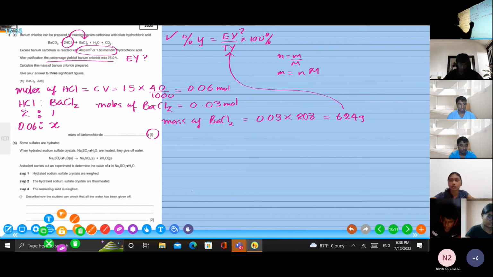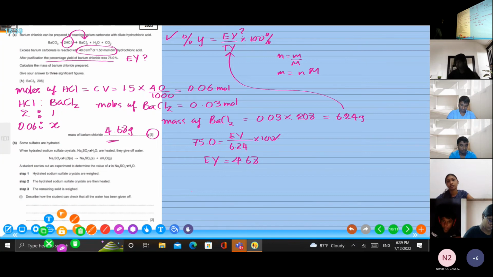Why? The percentage yield is given as 75%. Experimental yield is the mass of barium chloride actually obtained, divided by 6.24, into 100 is your answer. So the experimental yield, you are going to tell me something around 4 something. 4.68 grams. Yes. Right.